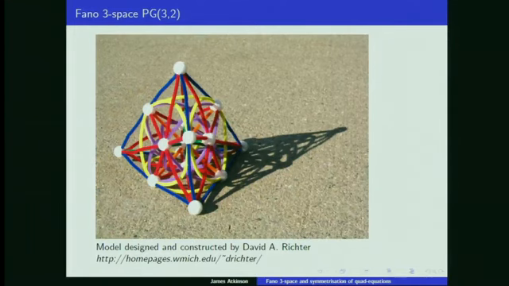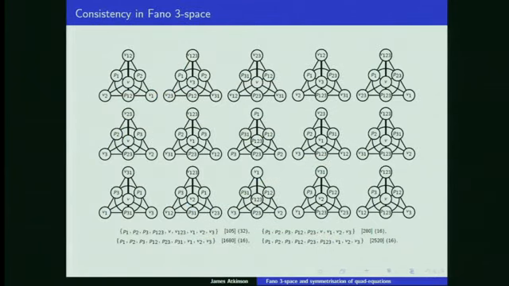And the statement is that we impose the vanishing of the polynomial on each of the 15 planes. So that's 15 equations. And there are 15 points, and each point corresponds to a variable. So there are 15 variables, 15 equations. And there turn out to be 9 degrees of freedom, which is 9 more than you would expect. So there's a consistency property for this polynomial.